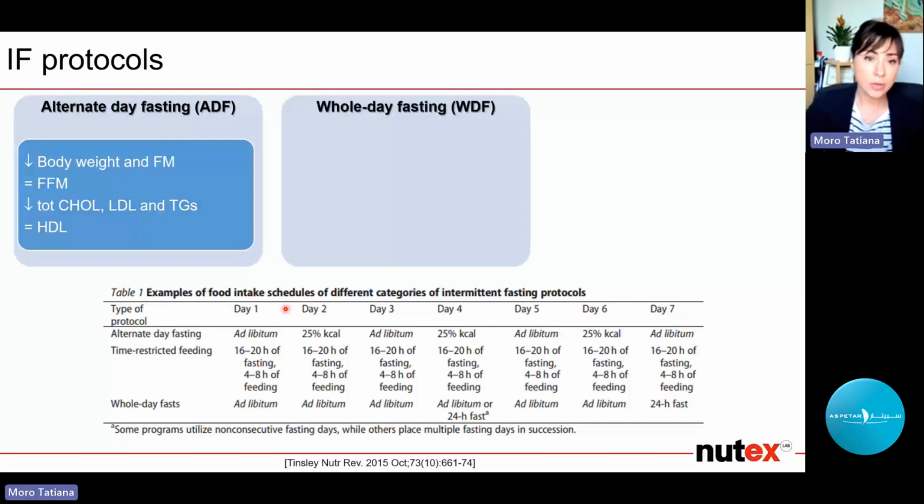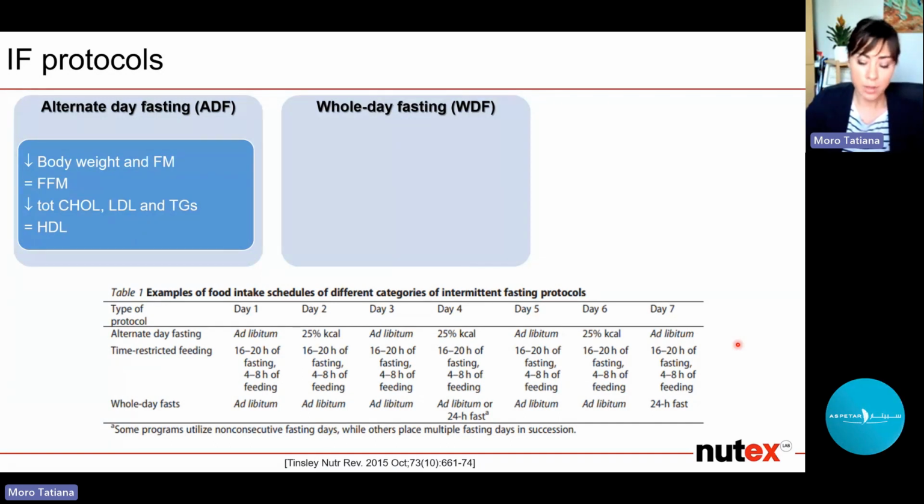The other type of protocol is similar to alternate day fasting, but it's called whole day fasting. Basically, it is a protocol that requires people to not eat for a whole day every 2 or 3 days. So we have 2 or 3 days of normal eating pattern, and then one day in which we have a complete fast, and then again other days in which we can eat all we want.